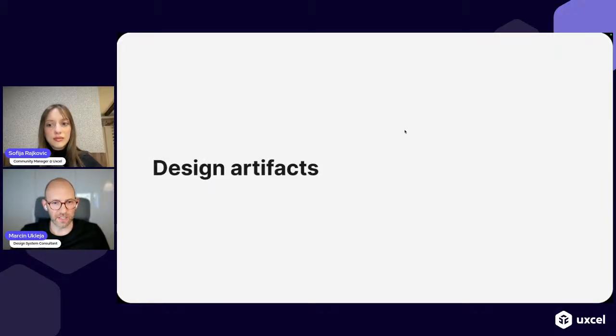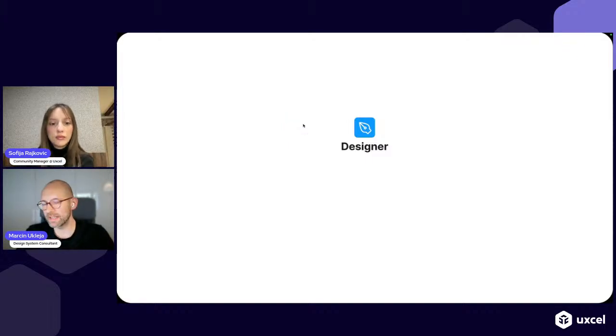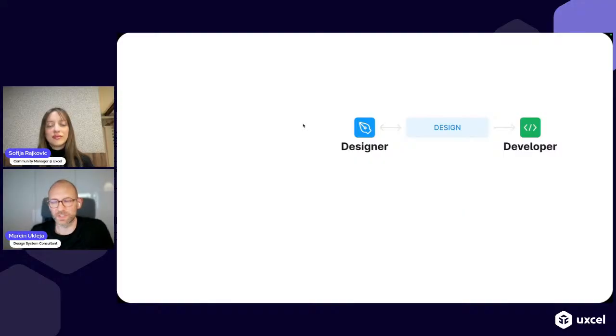So let's talk about the design artifacts, the products and byproducts that we create in our processes. Let's start with the designer. Designers usually produce some kind of design file. It might be a user interface, it could be an entire app flow. This is commonly known as a design. But of course, we don't make a design just to put it in our portfolio. We usually hand it over to developers, because developers need to work on this design.